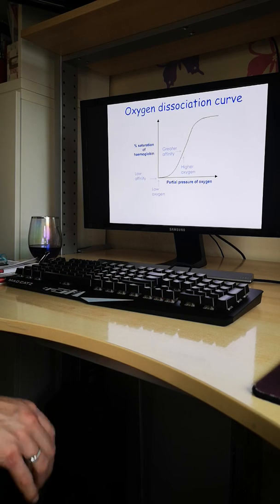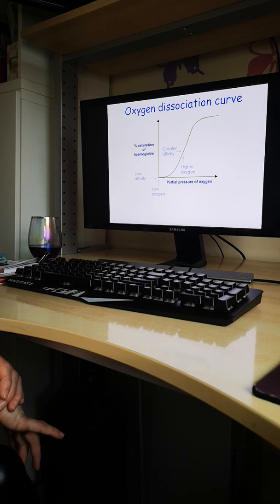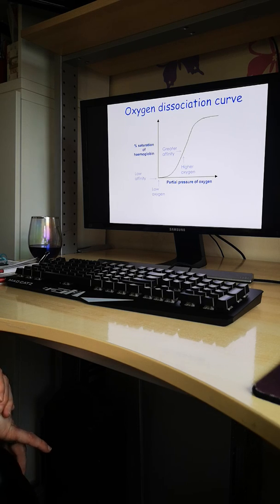Okay, so a really good word to use to help us explain that relationship is the word affinity. Affinity is a chemistry word, really, and it means that two things are attracted to each other. Affinity is like an attraction, so I've got a high affinity for Charlotte.